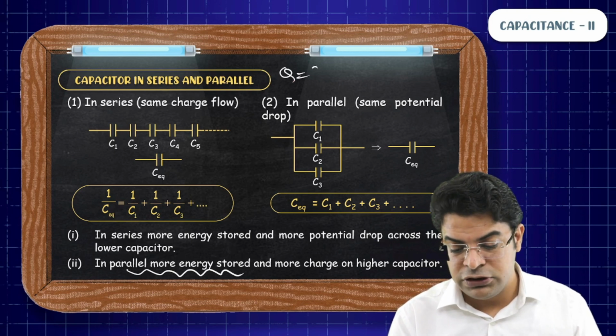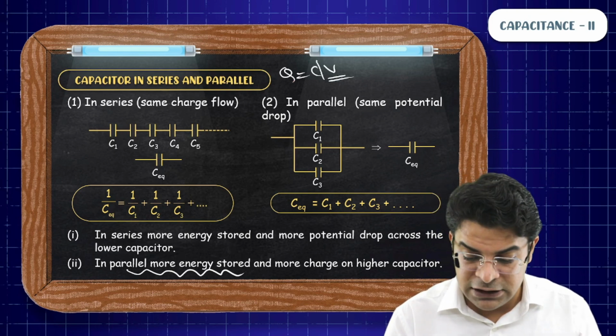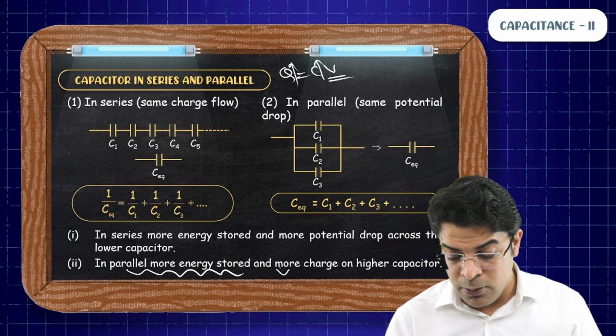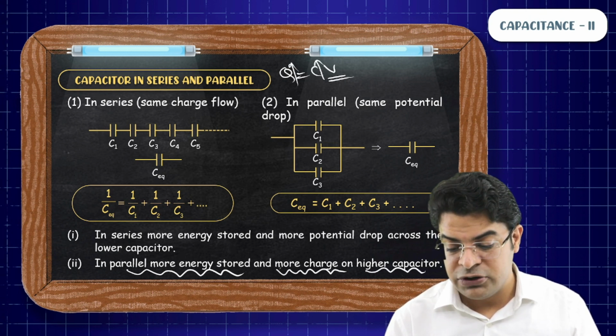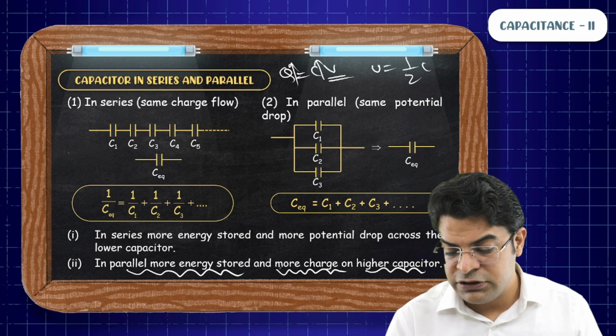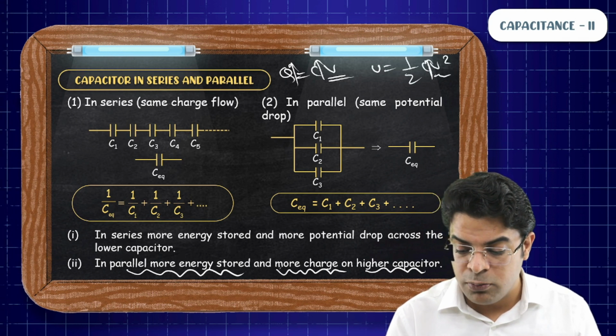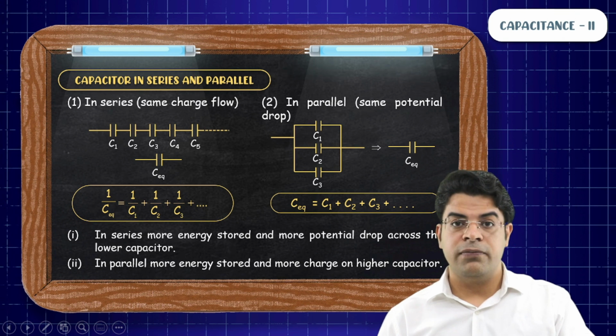From Q equals to CV, V is same. The one which has got more capacitance has more charge, and more charge on higher capacitor. So energy stored is half CV square, V is same. The one which has got more capacitance has got more charge on it.